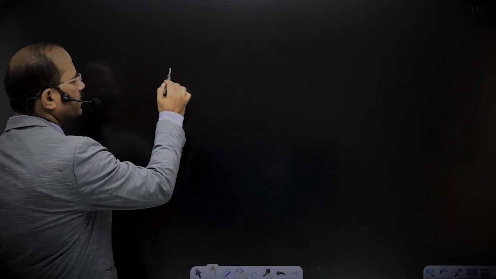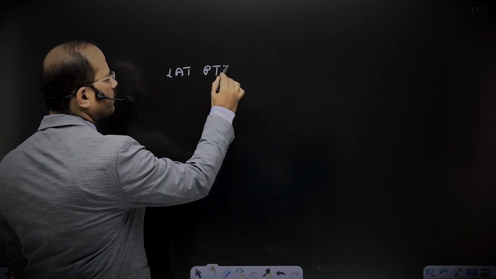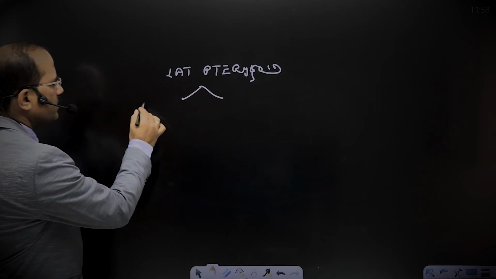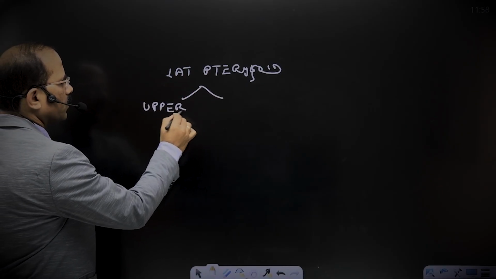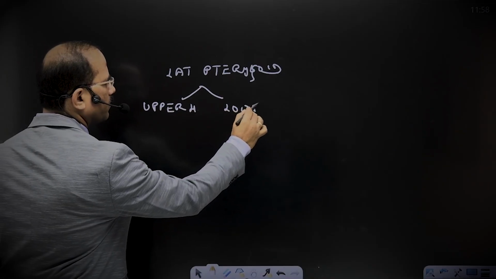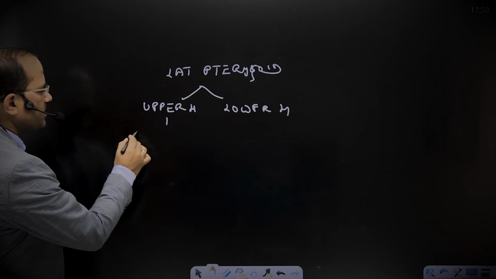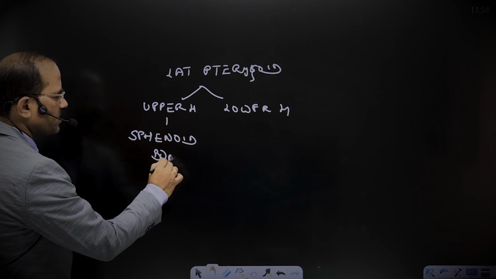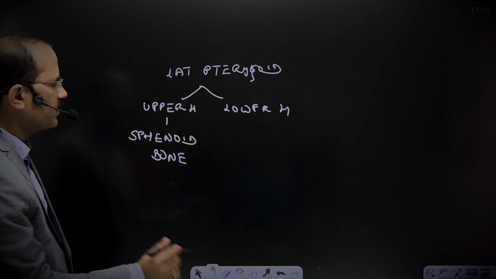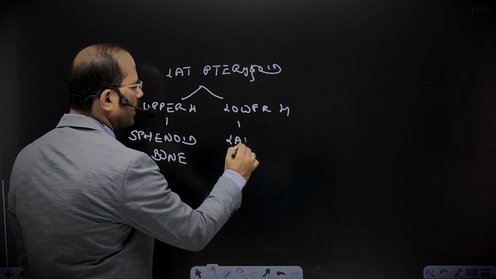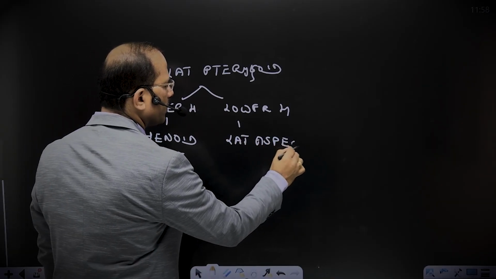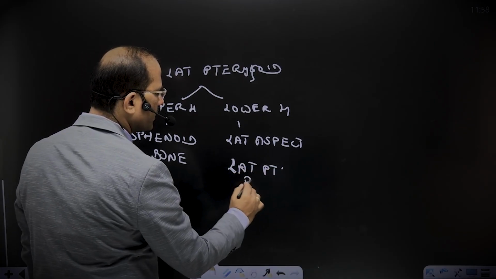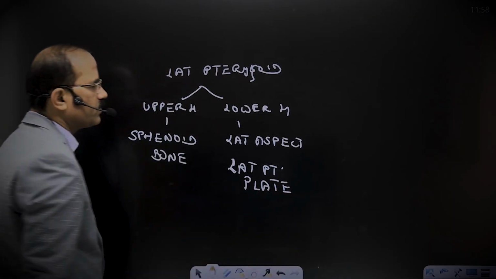So starting with lateral pterygoid. There are two heads, the upper head and the lower head. The upper head arises from the sphenoid bone. Just remember this much: the upper head arises from the greater wing of sphenoid. The lower head arises from the lateral aspect of the lateral pterygoid plate.